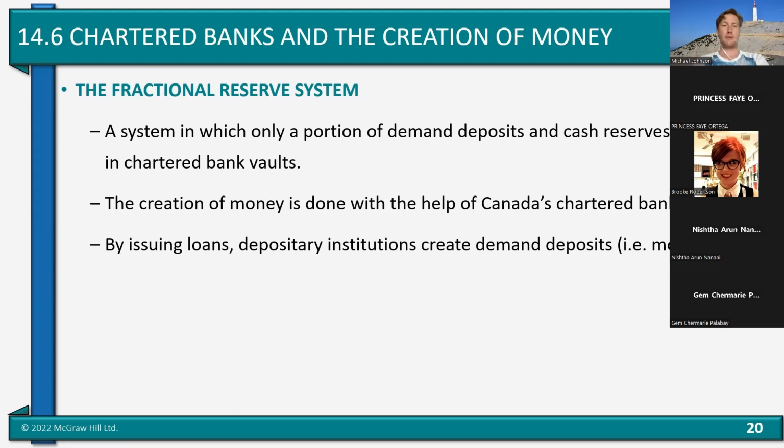So back to the fractional reserve system. It's a system in which only a portion of demand deposits and cash reserves is held in the charter bank vaults. So the creation of money is done with the help of Canada's charter banks by issuing loans. Depository institutions create demand deposits, i.e. money.